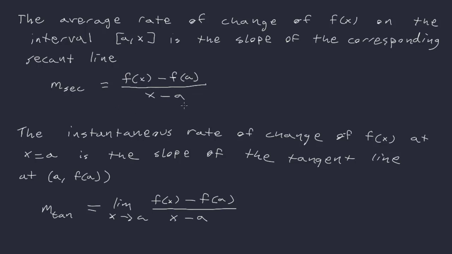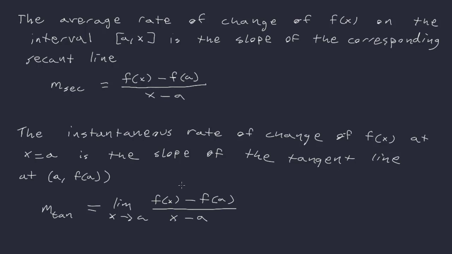And that's going to be just the limit of the average rate of change. So we're basically taking those secant lines and shrinking them down onto as small an interval as we can, and that's going to give us that instantaneous rate of change.